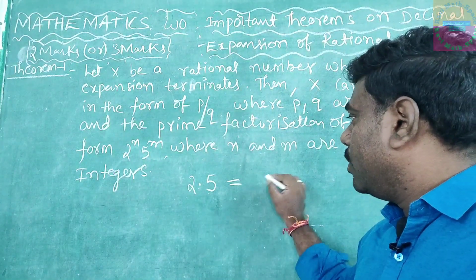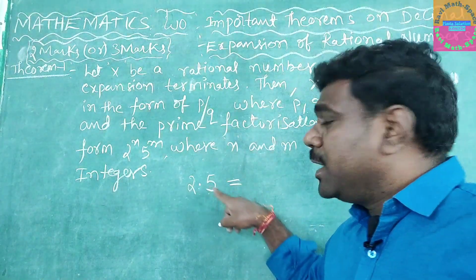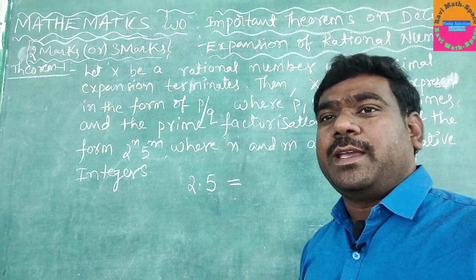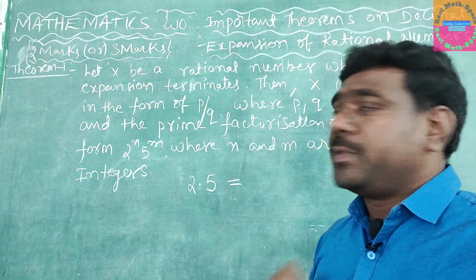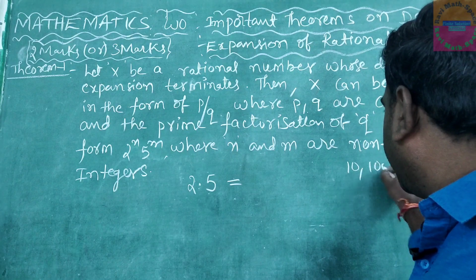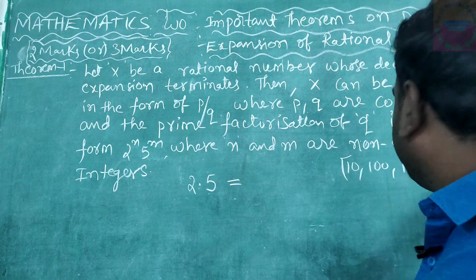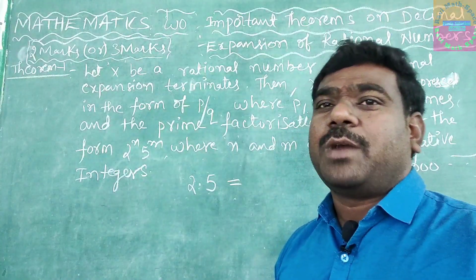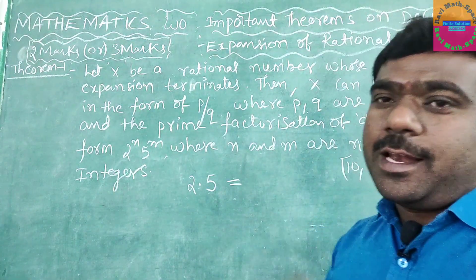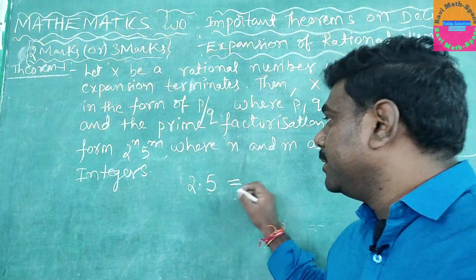Now 2.5 is a decimal number. This decimal number we should convert into a whole number by multiplying by suitable special numbers. What are the special numbers? 10, 100, 1000 and so on, meaning multiples of ten. Such types of numbers are called special numbers. Now see carefully how I am writing here.